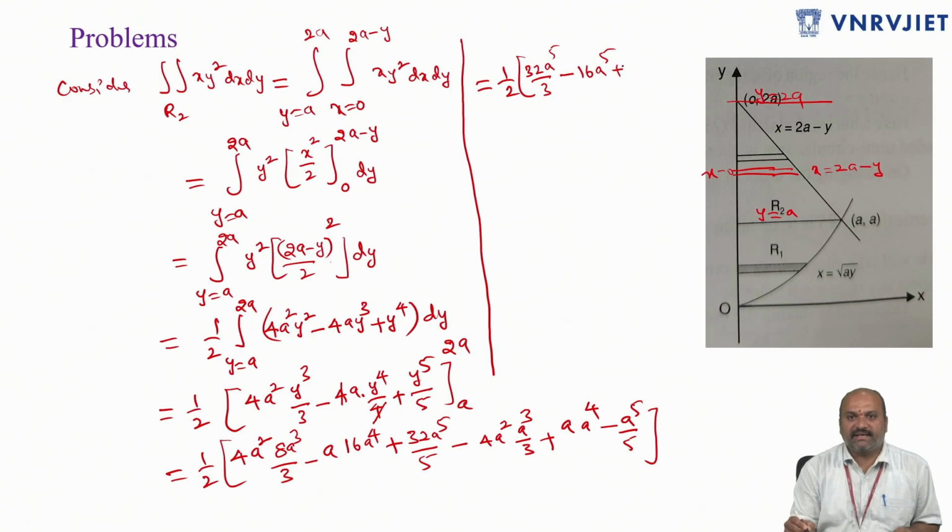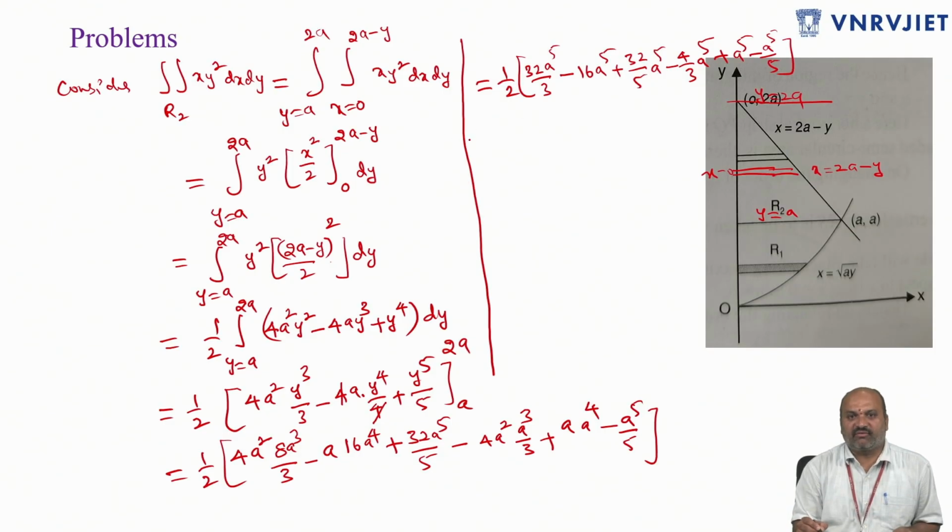Okay. Next plus 32 divided by 5, a power 5. Next minus 4 by 3, a power 5. Next plus a power 5. Next minus a to the power of 5 by 5.